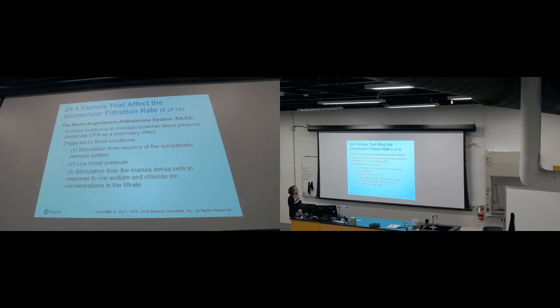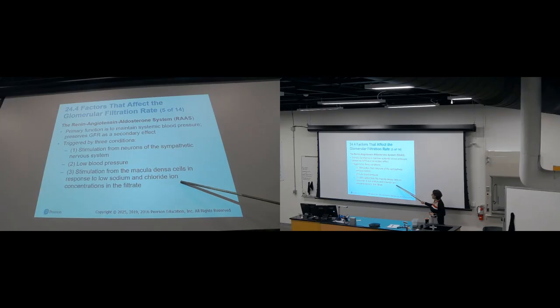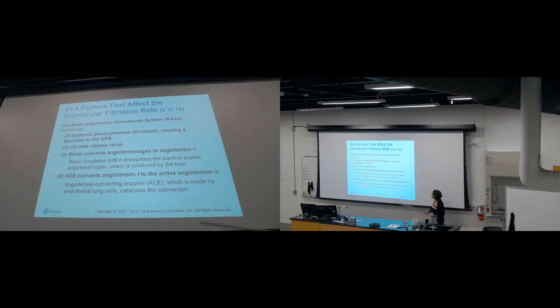So the RAAS, this system can be triggered when you stimulate the neurons of your sympathetic nervous system, when you have low blood pressure, or when you stimulate your macula densa cells, when you have low sodium and chloride in your filtrate.